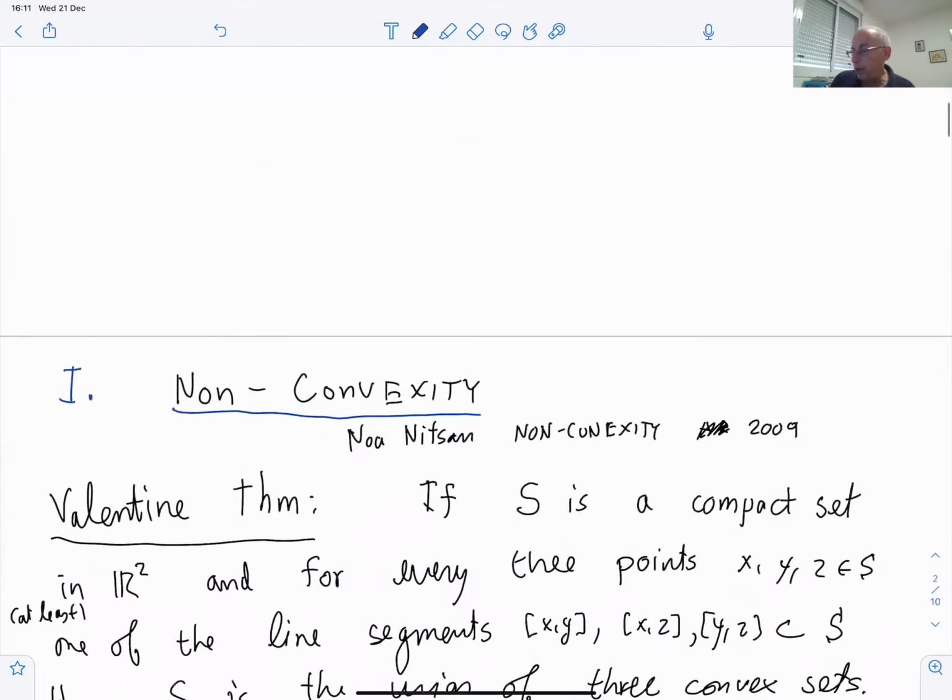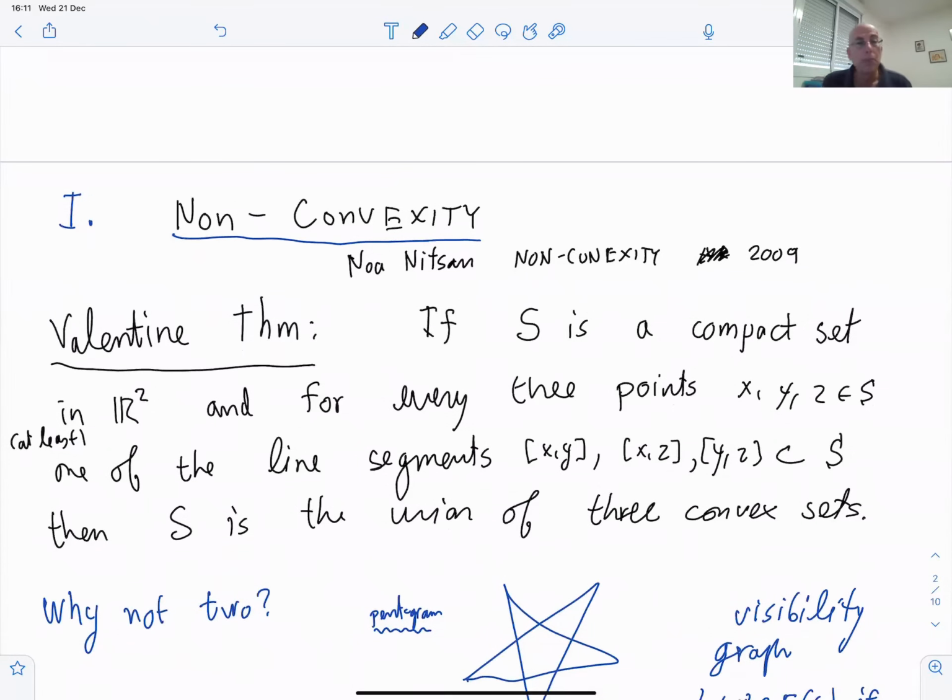an area of research which, in a sense, you can say is closer, and this is the area of non-convexity. I don't know if you are all completely familiar with this, but let me tell you a little bit about it, because it is about starting with non-convex sets in the plane and studying them with the tools and mindset of convexity. And in particular, a very central problem is how many convex sets you need to cover them. And there is a nice paper by Noah Nitzan from 2009 called Non-Convexity.